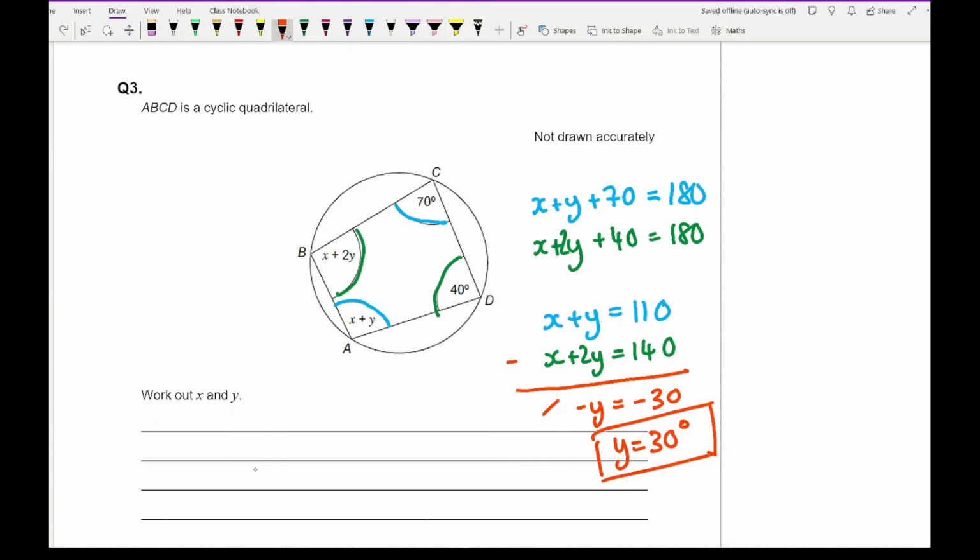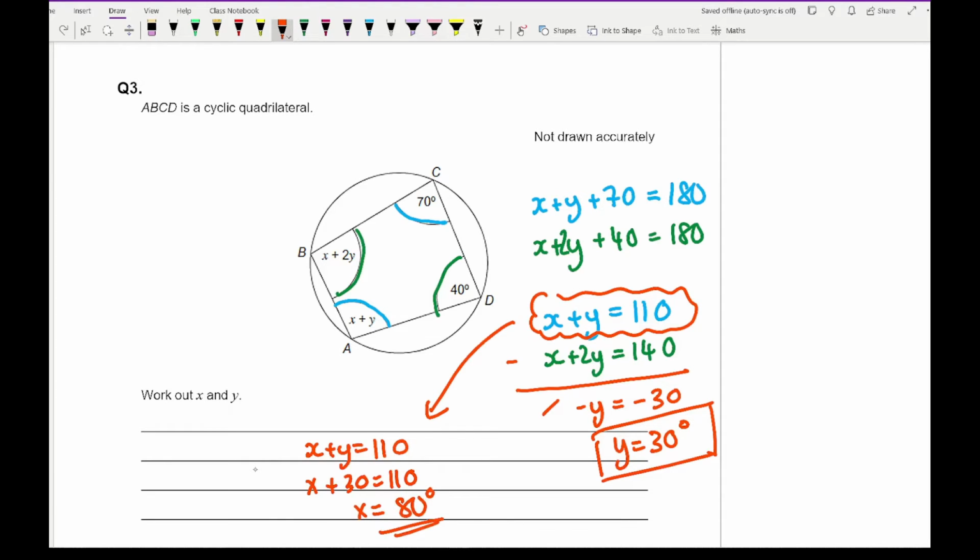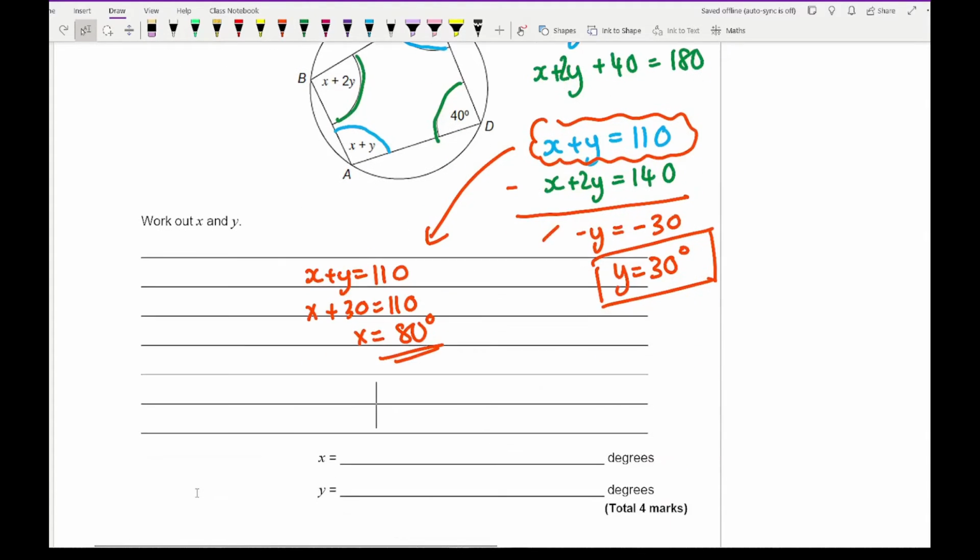And then if I use this rule here, let's just put it over here. So I've got x plus y equals 110. Well, if y equals 30, then taking the 30 over to the other side I get x equals 80. So hopefully there's a bit of space underneath for me to write down my two angles. So here x equals 80 and y equals 30 degrees.